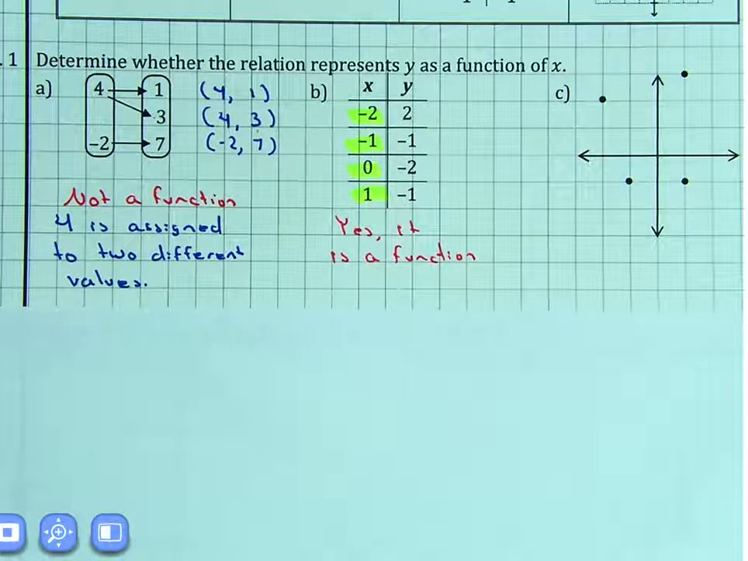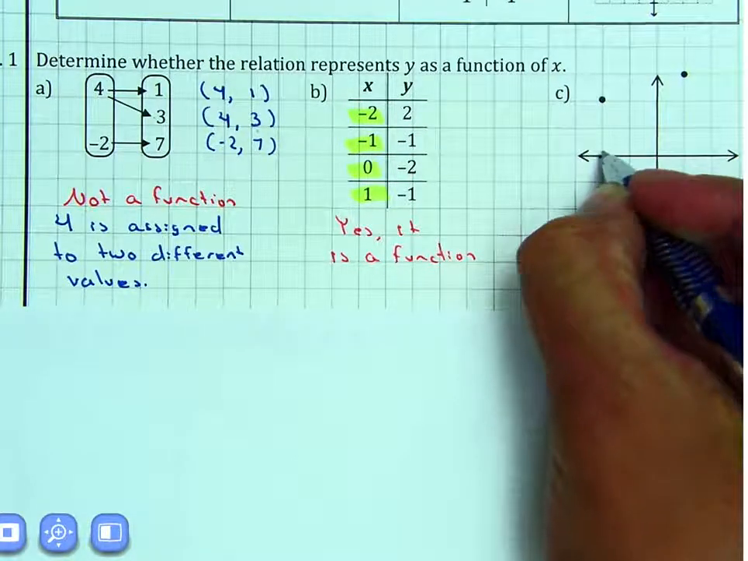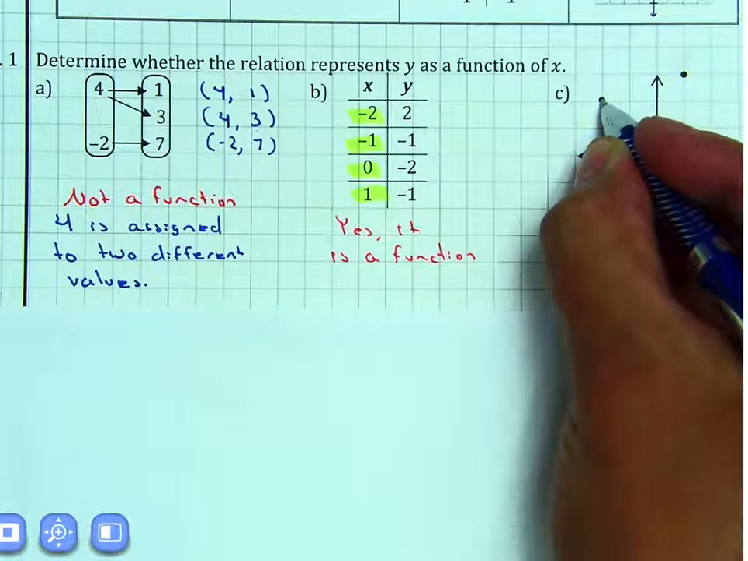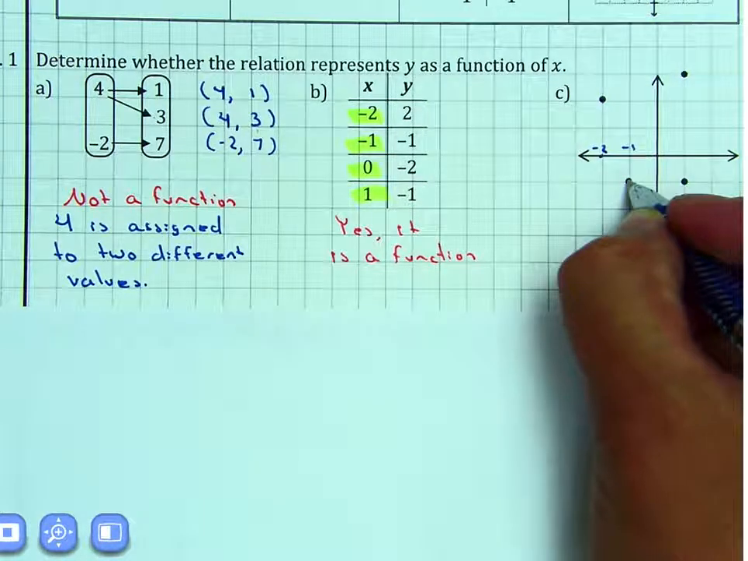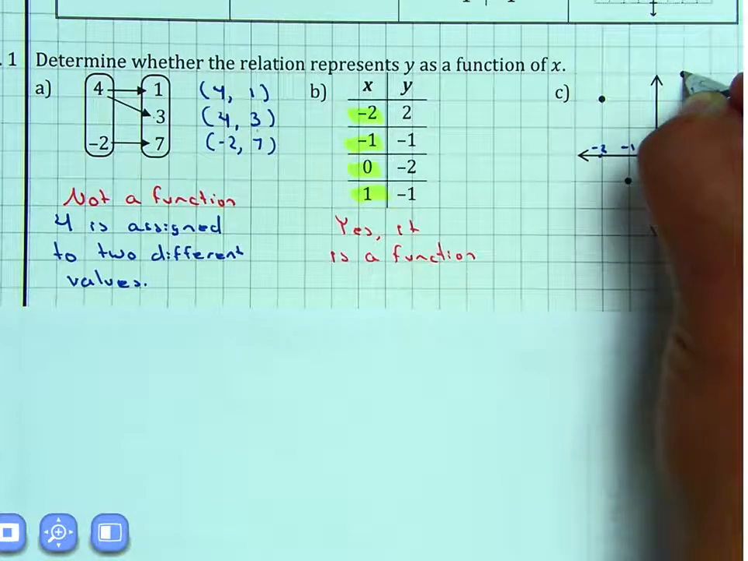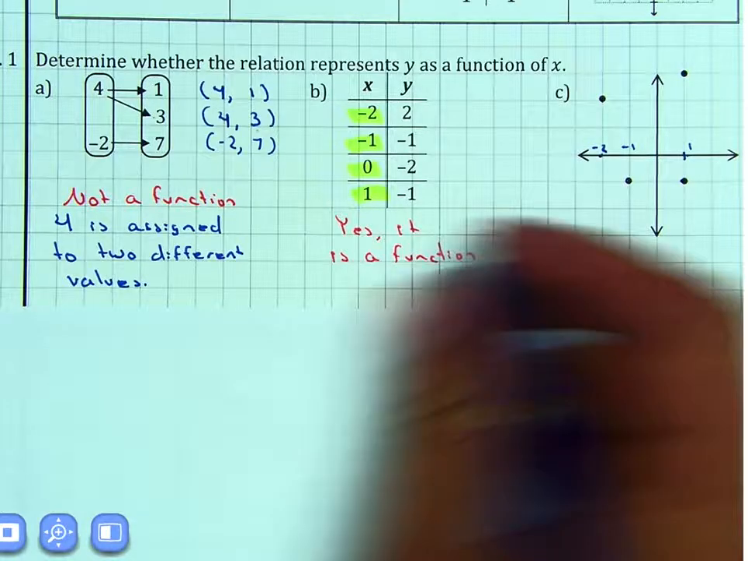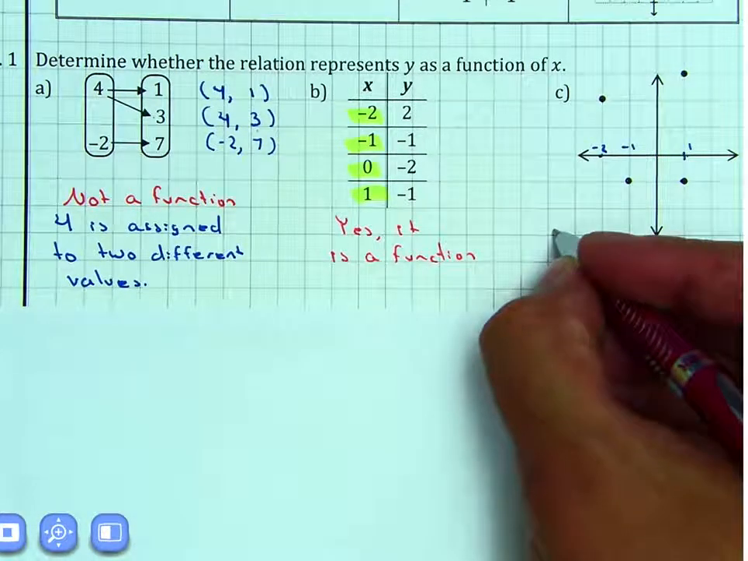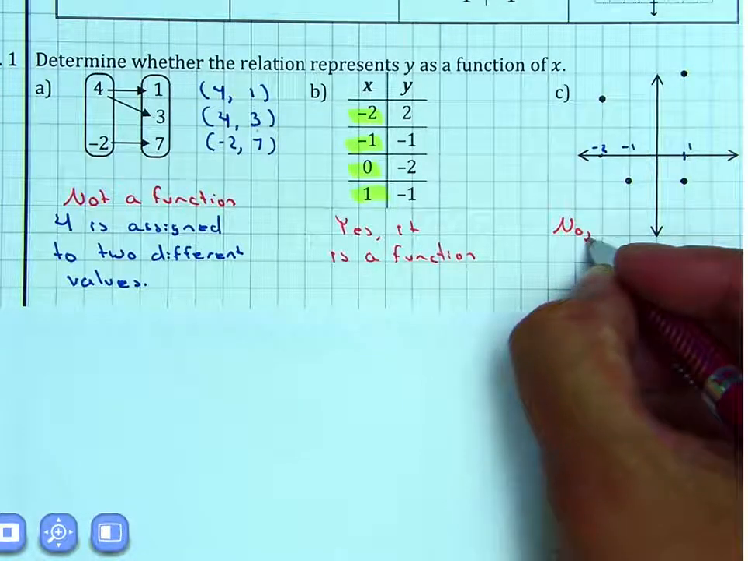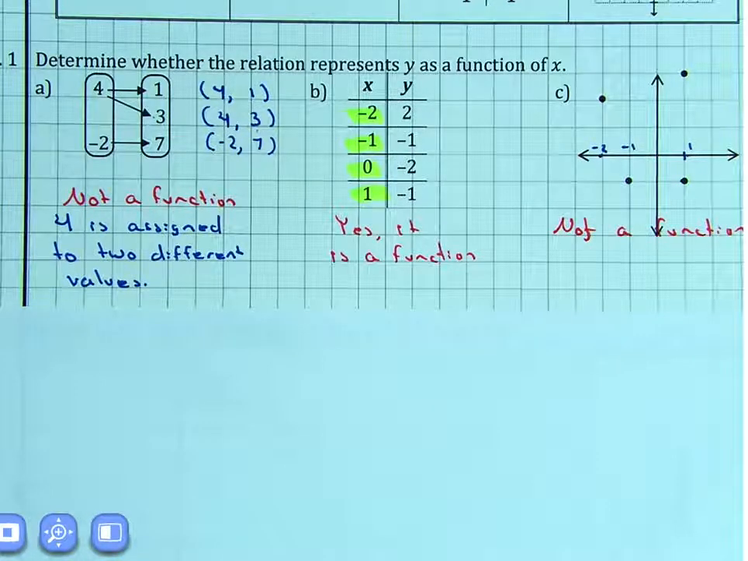On letter C, whenever they give you a graph, or in this case just a set of points, we are only wanting to see that each x is being assigned only once. So in this case, -2 has only been assigned to 1 point. -1 is only being assigned to 1 point. 1 is being assigned to 2 points. It's been assigned to 3, and it's been assigned to -1. So therefore, no, this is not a function. Or you can just say not a function. Make sure to give me a reason why.